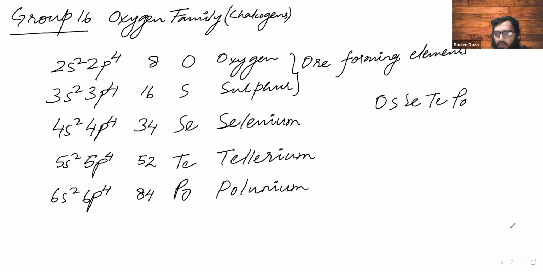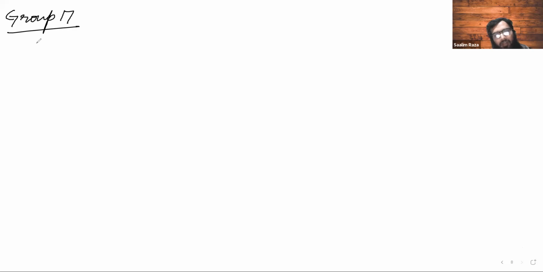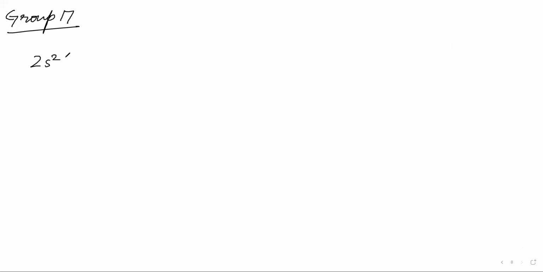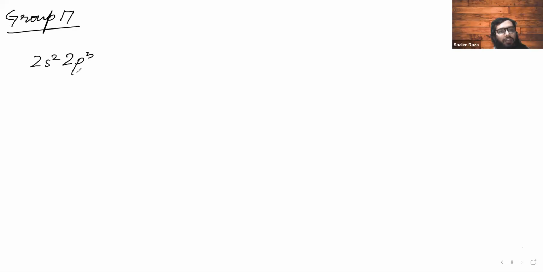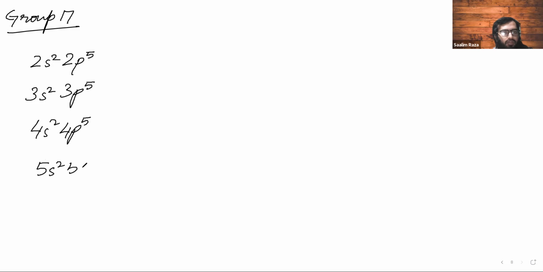Right? Yes, sir. Now, moving on to the next, that is group 17. Start with the electronic configuration. I know you know all these atomic numbers by just adding one to the previous group elements. But tell me the electronic configuration. It will be 2s2, 2p5. Then 3s2, 3p5, then 4s2, 4p5, 5s2, 5p5, 6s2 and 6p5.